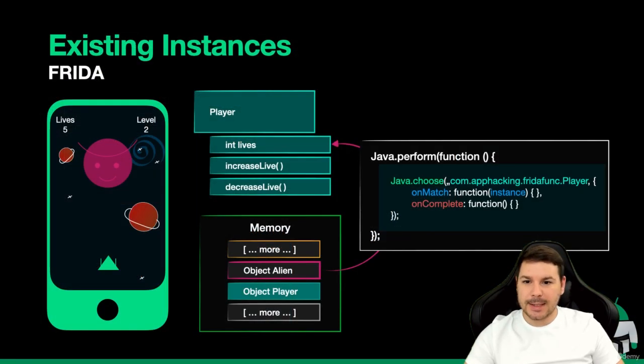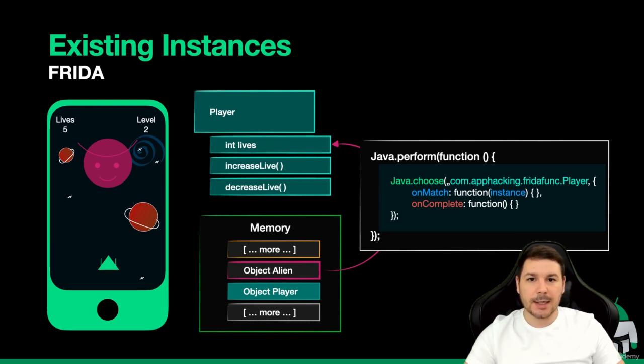Alright, so here we are back on the slides, and we can see we've got a player instance over here. This player instance has some lives and also some methods. The thing we need to do is scan the memory for all occurrences of this instance. We can do this with java.choose.